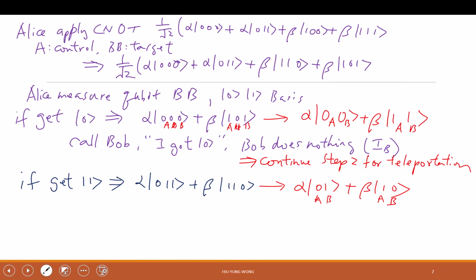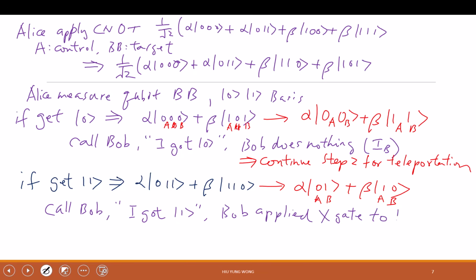X. Great. So she will call Bob again. He said, oh, I'm sorry, I need to do more because I got 1. And Bob, okay, will just apply an X gate to his qubit. He applied an X gate to his qubit, which means that Alex does nothing, right?